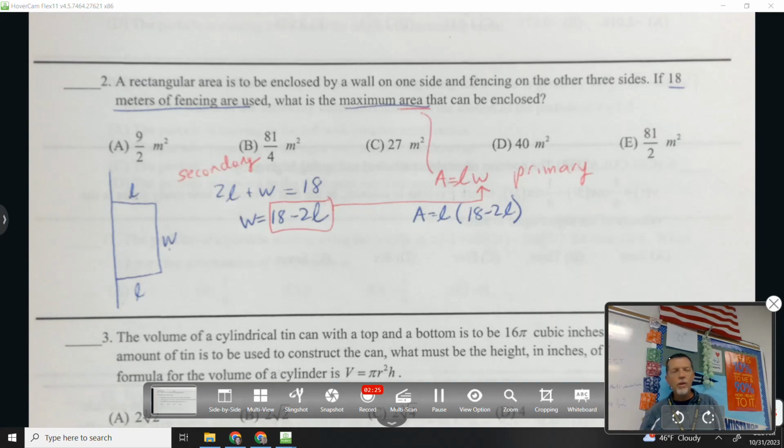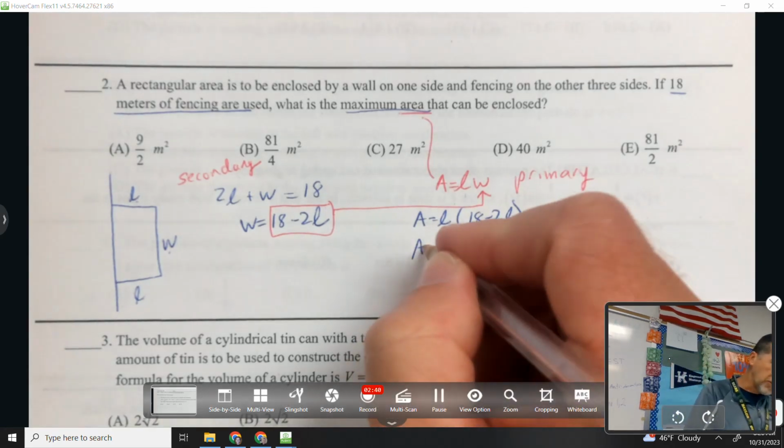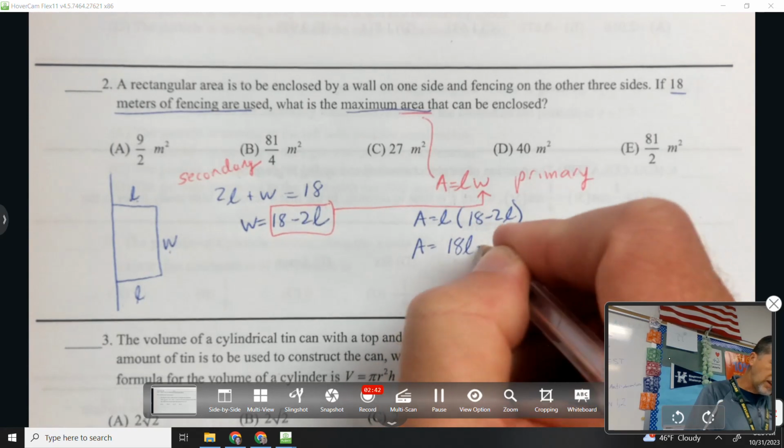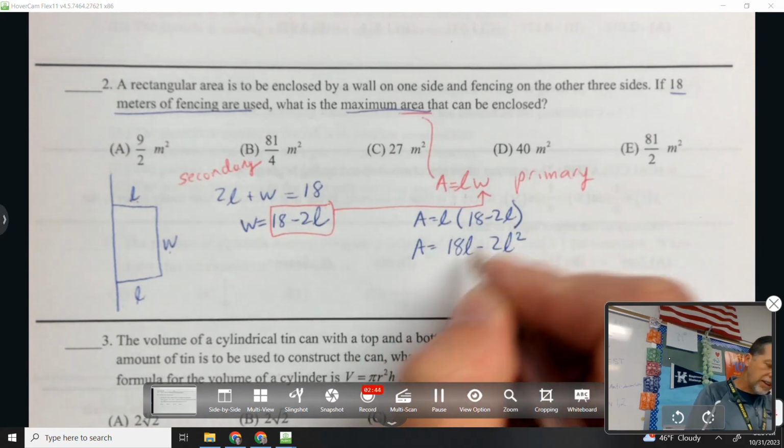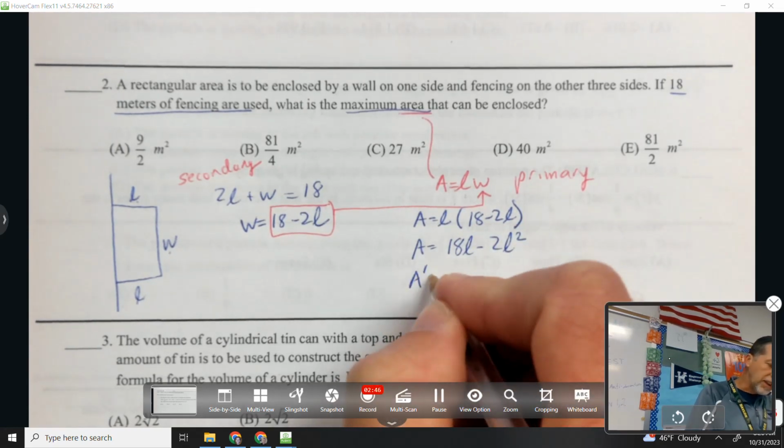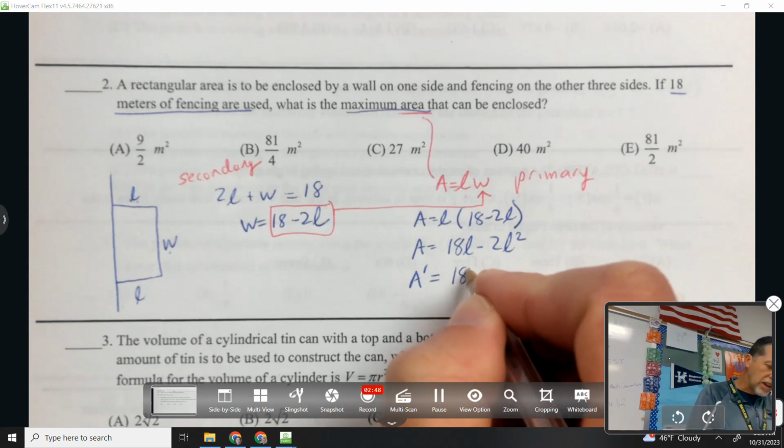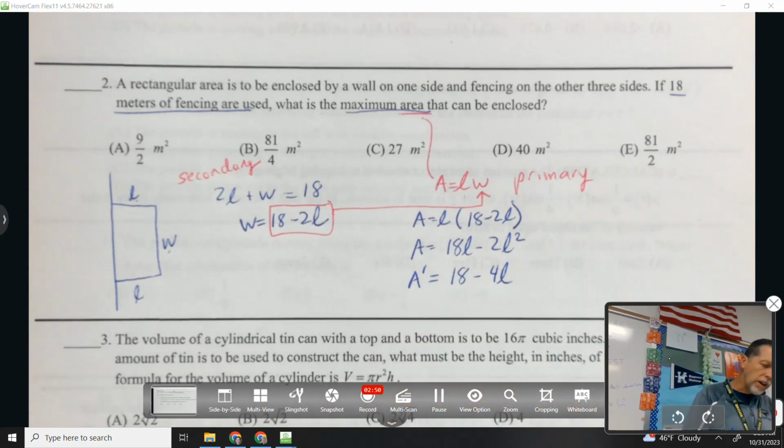Now I've got an equation with 1 variable in it, so now I can take a derivative, but I don't want to take a derivative yet. I could, but it would require the product rule. What would be a better choice of a next step? Yeah, distribute. Do a little algebra first. 18L minus 2L squared. Now I'm going to have a relatively easy derivative to take. 18 minus 4L.